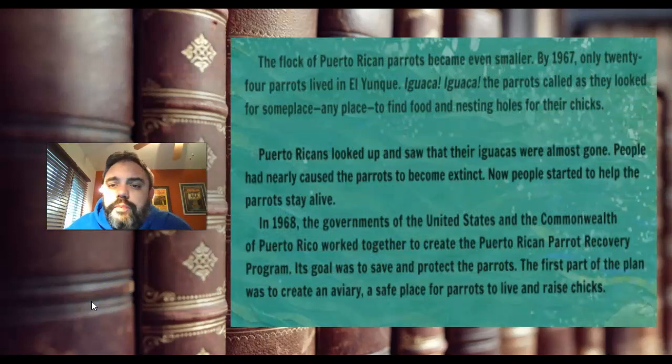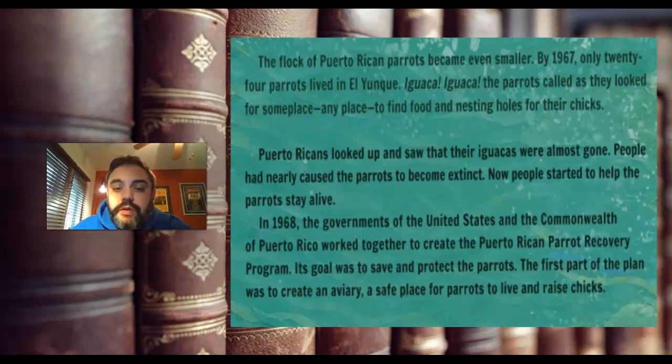The flock of Puerto Rican parrots became even smaller. By 1967, only 24 parrots lived in El Yunque. Iguaca, iguaca, the parrots called as they looked for some place, any place, to find food and nesting holes for their chicks. Puerto Ricans looked up and saw that their Iguacas were almost gone. People had nearly caused the parrots to become extinct. Now people started to help the parrots stay alive.